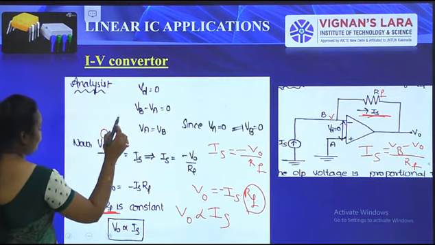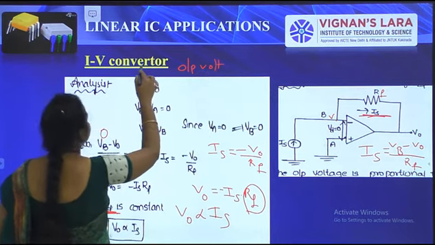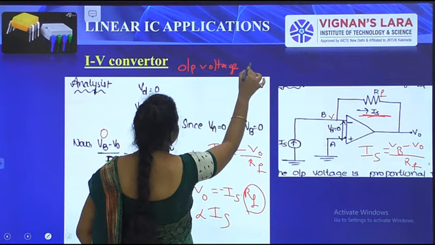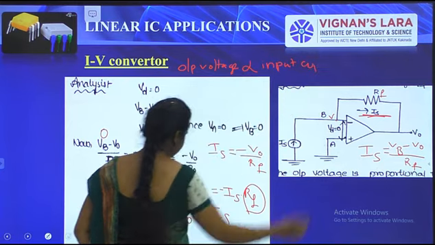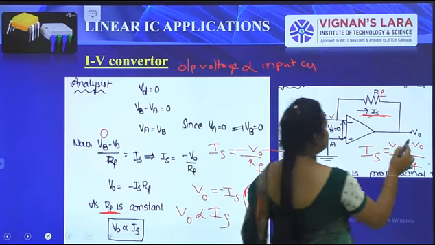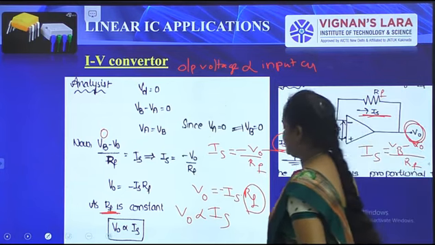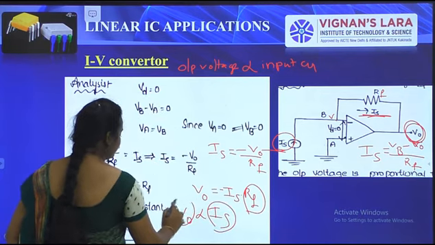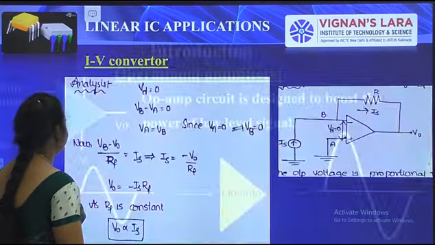So in the current to voltage converter, the output voltage is proportional to the input current. The input current is IS and the output voltage is V0. So the output voltage is proportional to the input current. This is about the current to voltage converter.